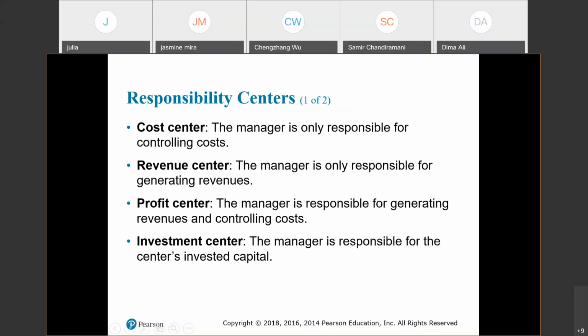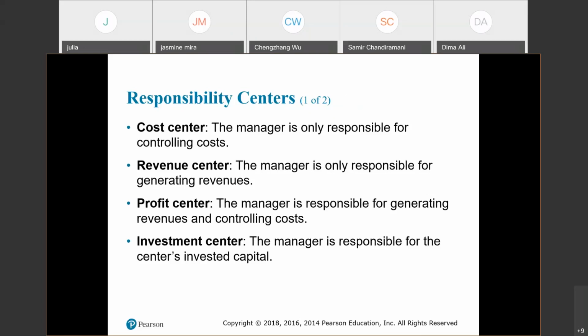Third type, profit center. In the profit center, as the name suggests, the manager is responsible for generating revenue and controlling costs. By generating revenue and controlling costs, it results, as you know, in profits. An example is a manager responsible for a grocery store. That manager should be responsible for increasing sales revenue and controlling the costs to achieve the profit goals.